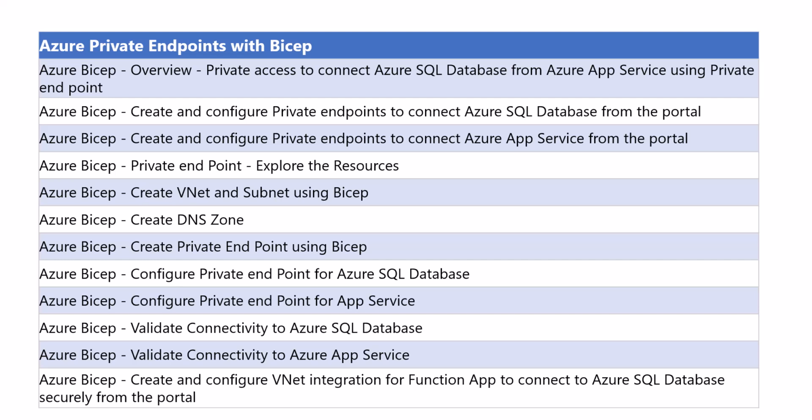So far we are working on creating various Azure resources to work with private endpoints. Today we are going to validate the connectivity of Azure SQL Server as well as Azure App Service. Let's get started.